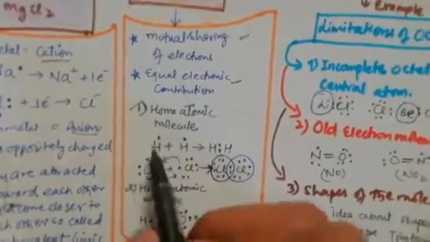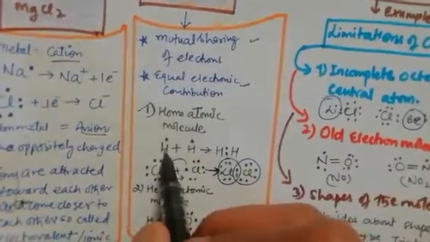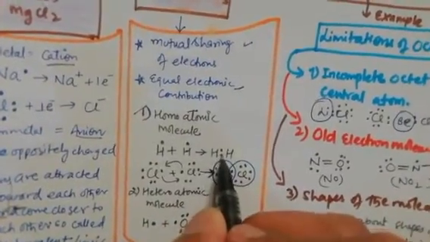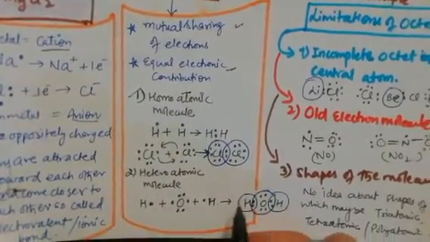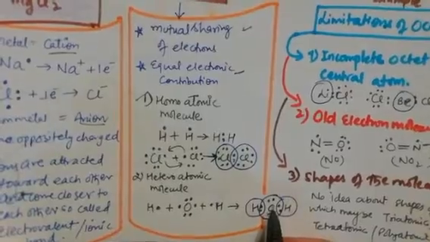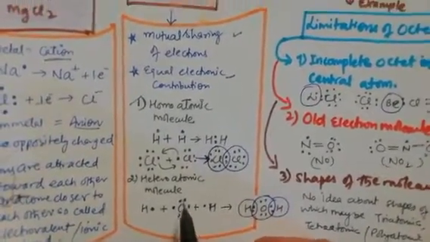Two types of covalent bond we are forming. Homoatomic: all those molecules formed from the same element, meaning they bond with the same type of element, like hydrogen forming a bond with hydrogen and forming a pair, whereas chlorine and chlorine combine and form an octet. Whereas heteroatomic molecules are formed from different elements, suppose oxygen forming a bond with hydrogen, that is called a heteroatomic molecule.